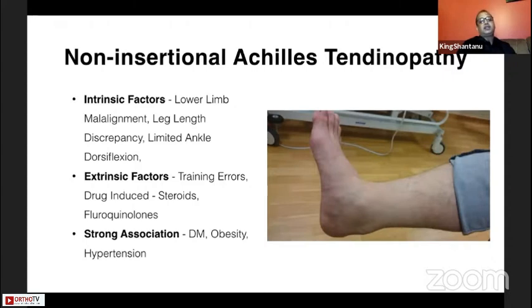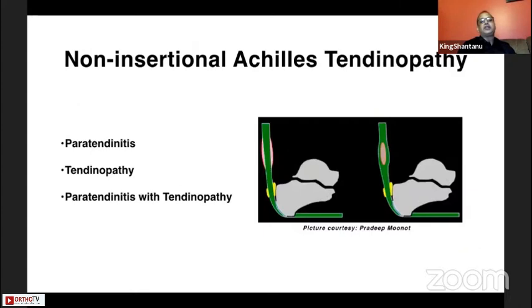Certain extrinsic factors also aid in the development of this pathological condition. Those are like errors in the methods of their training. Certain drugs like steroids and fluoroquinolones also cause a gradual degeneration at the area of the watershed, causing this problem. There's also been a strong association with conditions like diabetes, obesity, and hypertension.